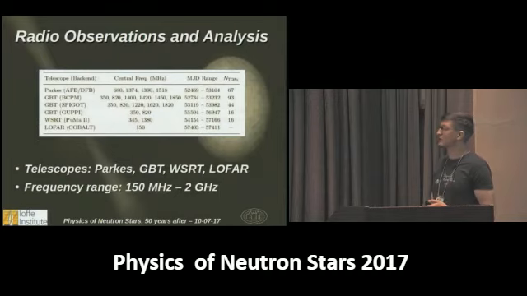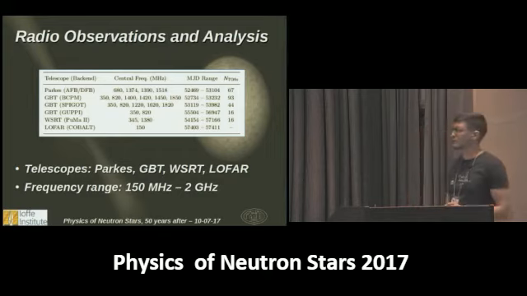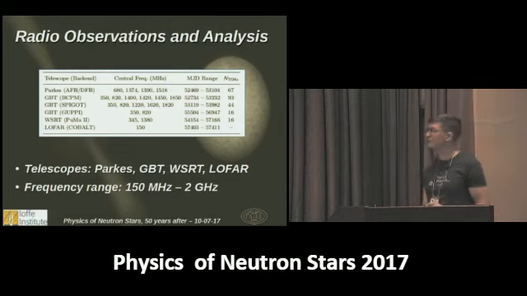After the discovery, there was a follow-up with multiple different telescopes, such as the Parkes telescope, Green Bank, Westerbork, and also low frequency radio telescopes. They spanned almost 13 years and covered a huge frequency range from 150 megahertz up to 2 gigahertz. There were also timing observations made on a roughly monthly basis for Green Bank and Westerbork, and they ended up in a sufficient number of times of arrival, TOAs, for a timing solution.